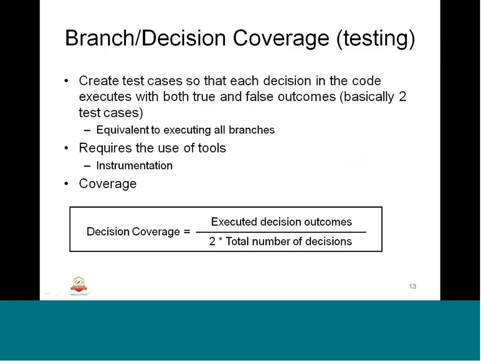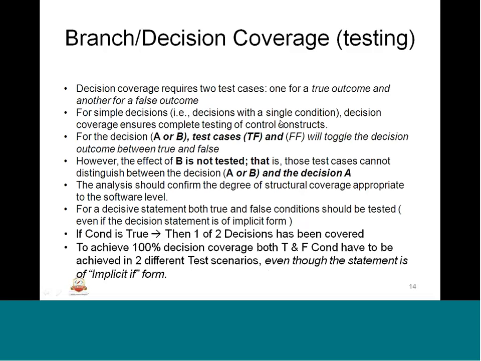For simple decisions, that is decisions with a single condition, decision coverage ensures complete testing of control constructs. For the decision A or B, test cases true false and false false will toggle the decision outcomes between true and false. So we have reached that. However, the effect of B is not tested, right? Those test cases cannot distinguish between the decision A or B and the decision A.